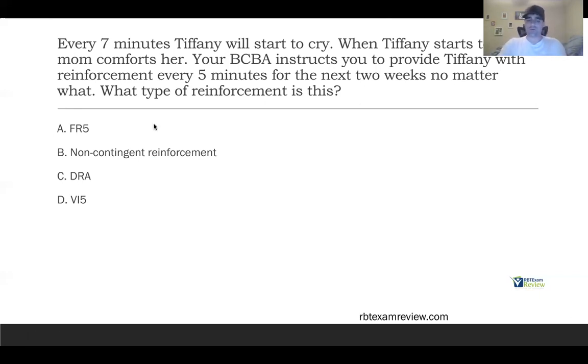Non-contingent reinforcement. C, DRA. Okay, we're not looking at an alternative behavior here. There's no alternative here. Okay, so DRA is out. And then VI5, is it every 5 minutes on average? No, it's fixed interval 5. It's a fixed time. It's not on average. So it's not VI5. Therefore, it's non-contingent. No matter what, there's no contingency. Just every 5 minutes, you're going to reinforce.